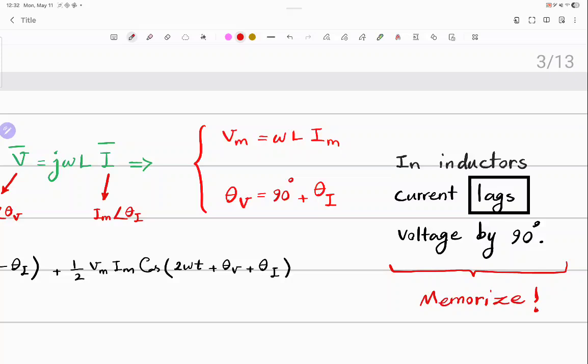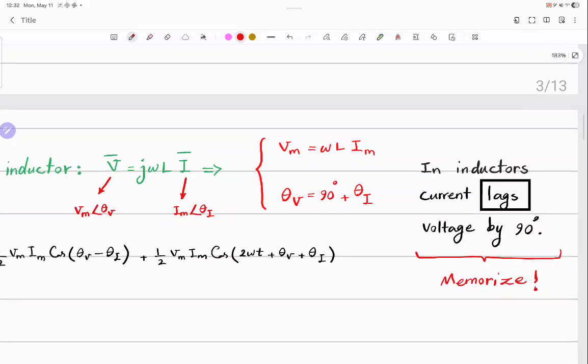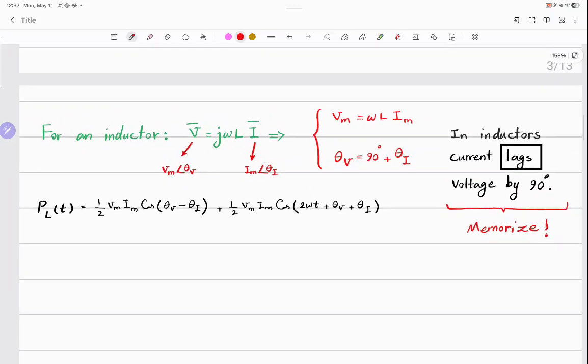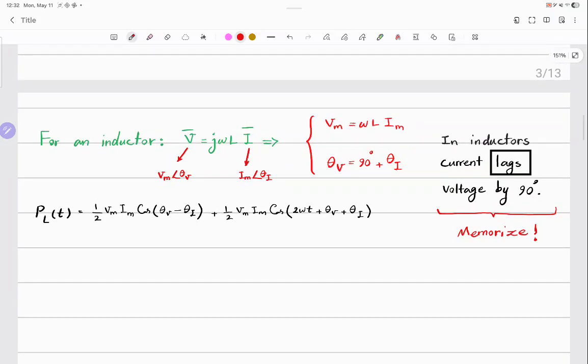In inductors, current lags voltage by 90 degrees. And you know why, because as you can see, the phase of the voltage is 90 degrees more, so it's leading, or the current is lagging. So the current lags voltage by 90 degrees. We're not going to use that in this lecture, but it's very important for the coming lectures. Okay, let's plug these 2 red equations into the black general equation and see what happens.